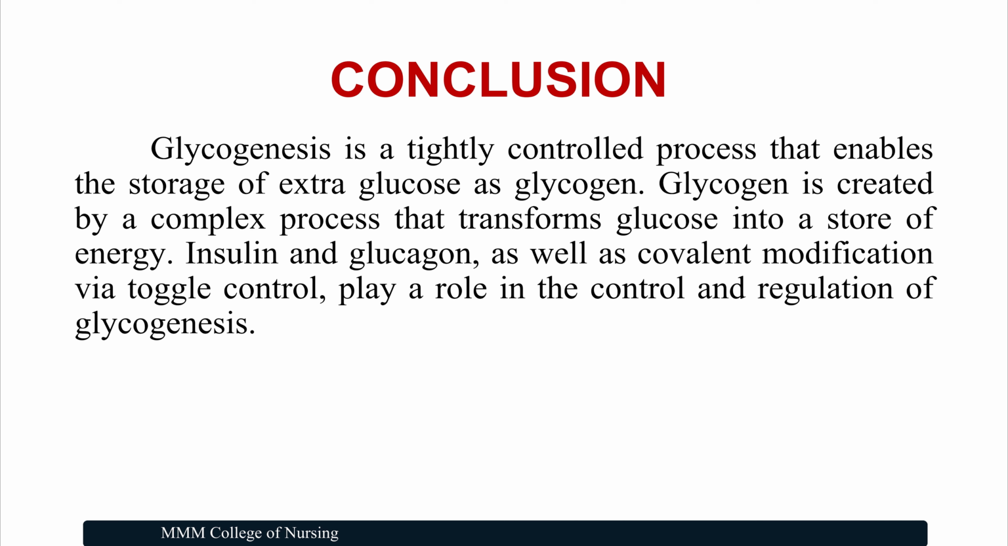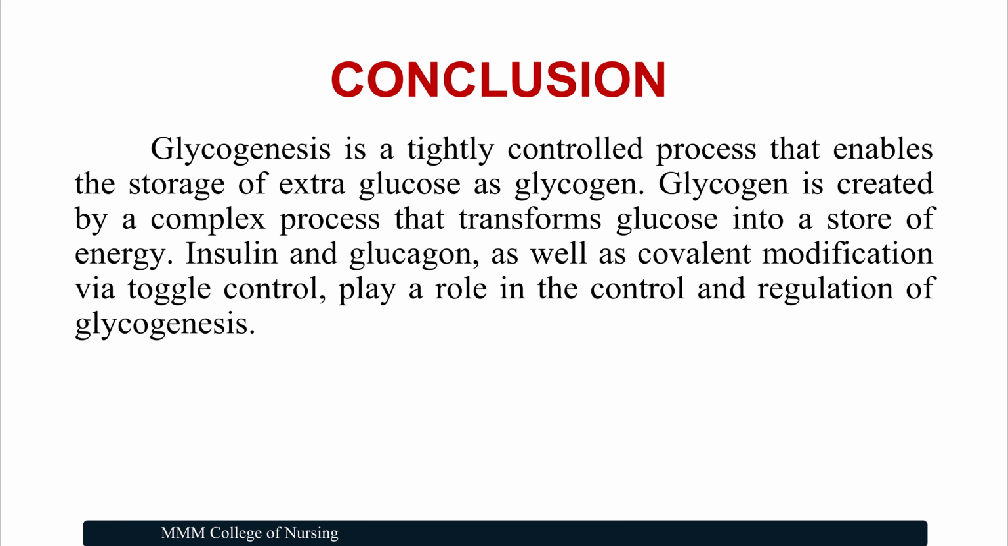So let us now bring everything together. Glycogenesis is a tightly controlled process that enables the body to store extra glucose as glycogen. So it is not just a simple storage reaction. This process transforms glucose into a compact, highly branched energy store that can be rapidly mobilized when the body needs it. Every step, from glucose uptake to phosphorylation to isomerization to activation as UDP glucose to chain elongation and branching, has a specific enzyme and specific purpose.